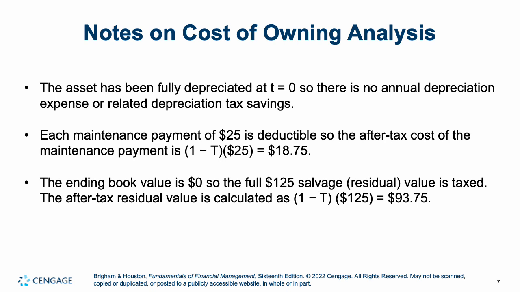So some notes on cost of owning. Asset was fully depreciated at time 0, so we didn't take annual depreciation. Each maintenance payment is tax deductible, so that's why we're using the after-tax ones in the previous slide. As I said, maintenance is tax deductible. Ending book value is 0 because we depreciated it all up front, so we have to tax the salvage. We fully depreciated it, meaning it's going to be worth nothing when we get rid of it. Since we were able to sell it for $125,000, we have to pay taxes on that $125,000, so we only pocket $93,750.